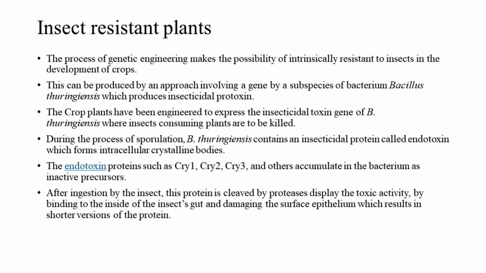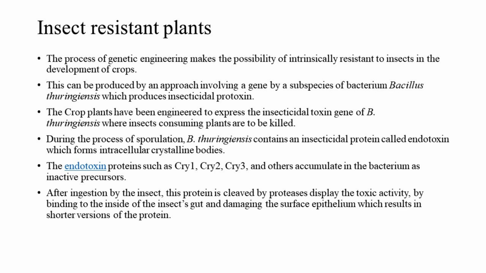Insect-resistant plants. The process of genetic engineering makes the possibility of intrinsically resistant to insects in the development of crops. This can be produced by an approach involving a gene by a subspecies of bacterium, Bacillus thuringiensis, which produces insecticidal protoxin. The crop plants have been engineered to express the insecticidal toxin gene of B. thuringiensis, where insects consuming plants are to be killed.